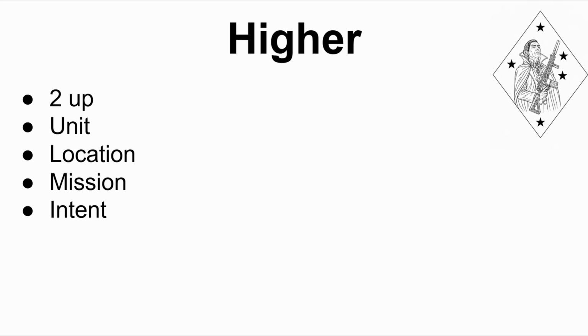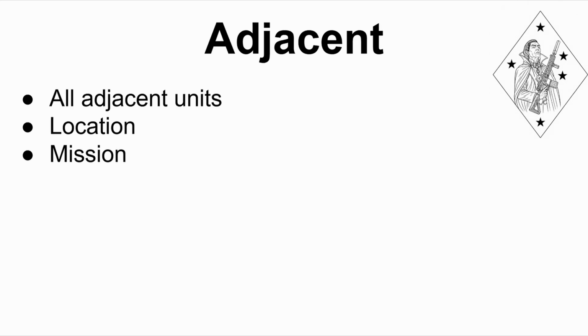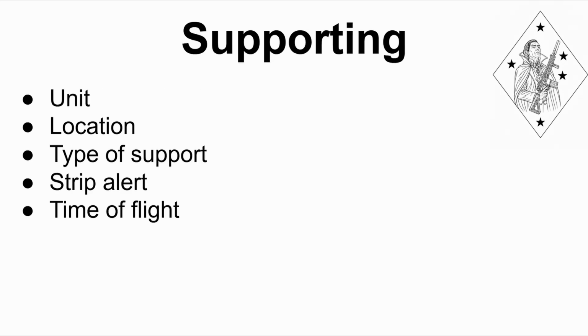our commander's intent. For adjacent, I'm going to list all of my adjacent units and write down their location and mission. It's really important for me to know who my adjacent friendly units are, where they're located, and what they're doing. For supporting, I'm going to list the unit and location for every supporting agency, as well as the type of support, so general or direct.